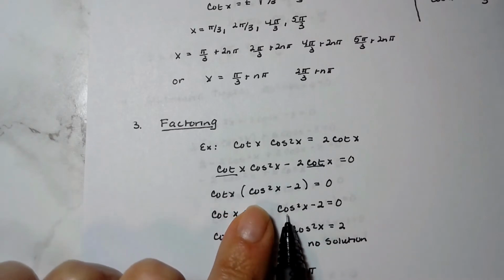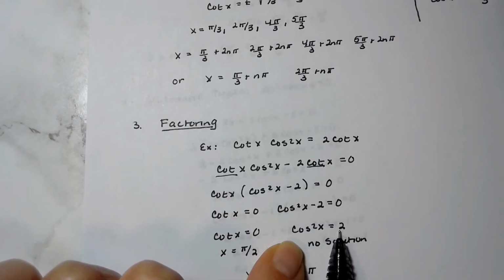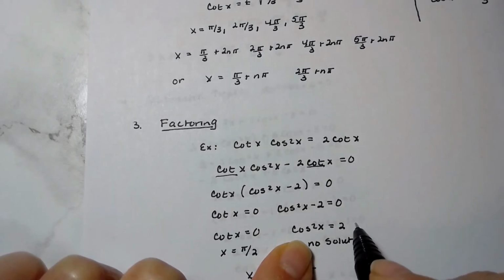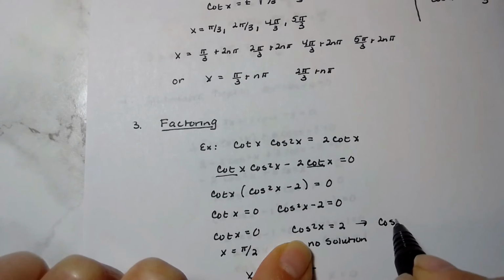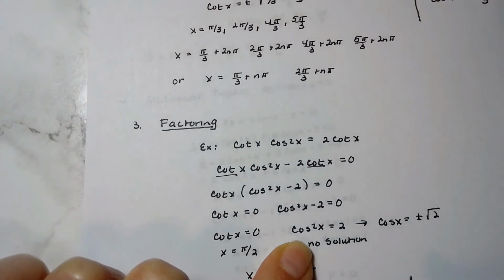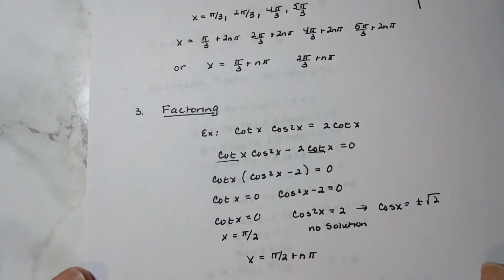Over here, for this factor, when I set it equal to 0, I'm going to add 2 to both sides, and right away, I have a problem. Even if I take the square root of both sides of this thing, I'm going to have the cosine of x is equal to plus or minus the square root of 2. And the square root of 2 is bigger than 1, and so there's no solution for that. So the only solution for this particular problem is pi over 2 plus n pi.